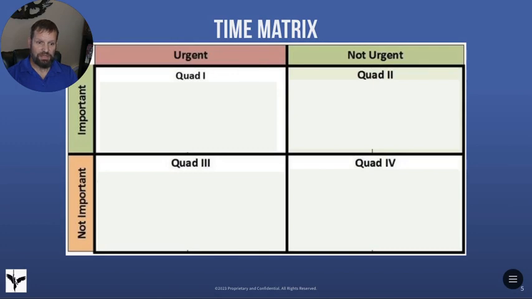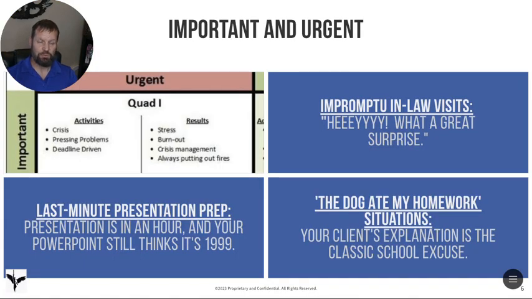The way that this plays out on this matrix, across the top, urgent, not urgent. Across the left, important, not important. And it's broken up into 4 different quadrants. Digging into urgent and important. This is quadrant 1.